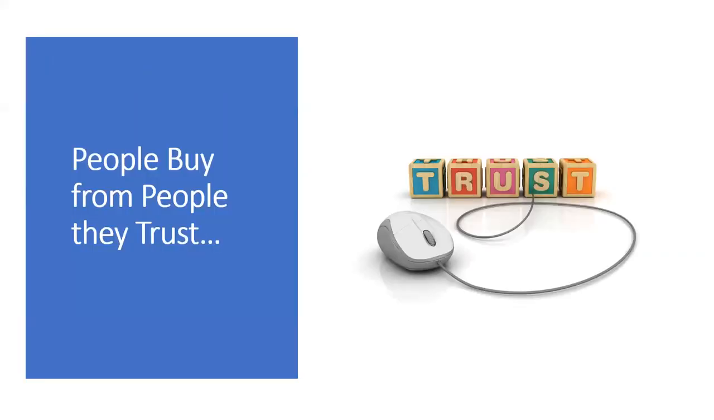So the first one, people buy from people that they trust. When marketing online, we need to make sure that we take into account both people and search engines. When it comes to Google, one of the search engines out there, amongst other indicators, they use trust rank to rank websites. So the higher your trust rank, the higher the ranking of your site.